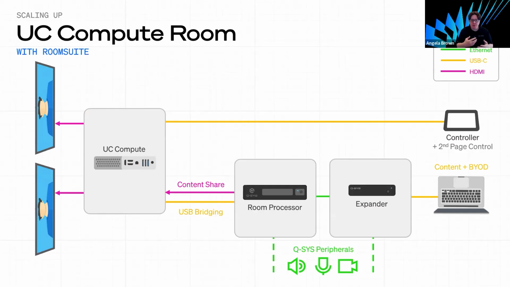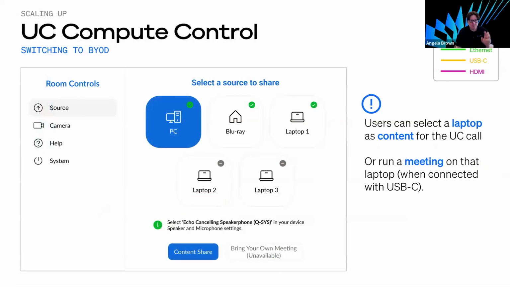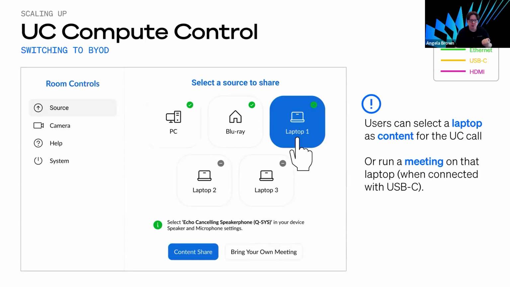If we're using the second page control, let's just start with Zoom. In Zoom, if you actually select the laptop, that is the USB-C connection, and I'm being real specific, you have to select the USB-C connection regardless of what you're calling it. Once you select that USB-C connection, you can then select the BYOM, or bring your own meeting, selection in Zoom. And that will basically run it the same way as if you were connecting your USB-C, say, directly to that compute or a room PC.